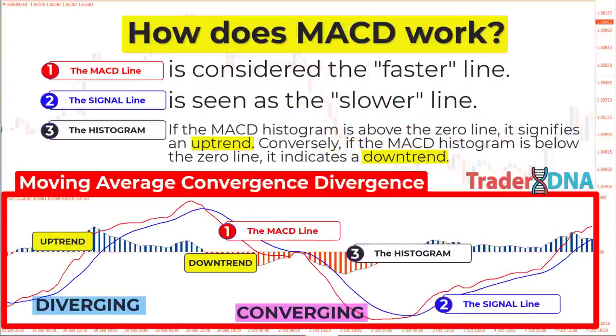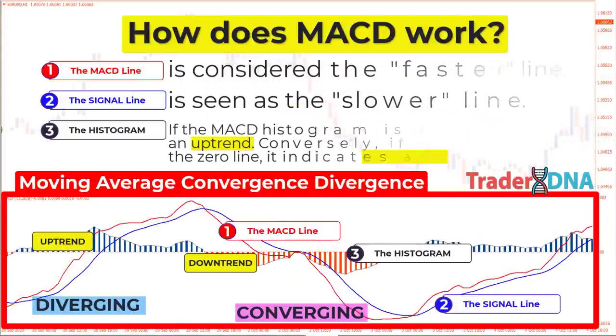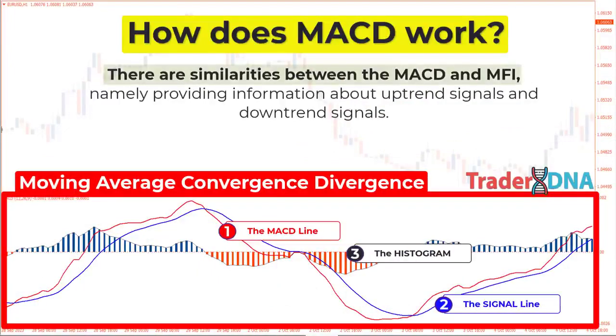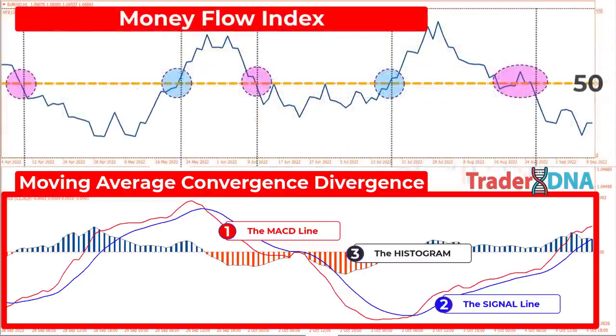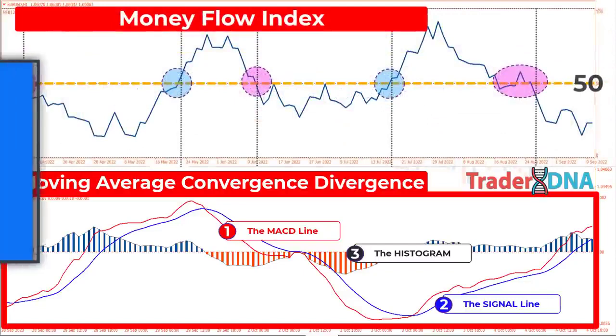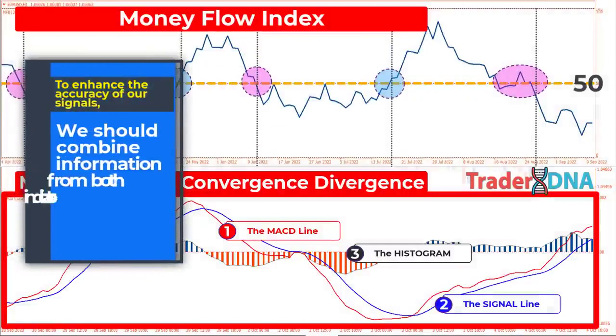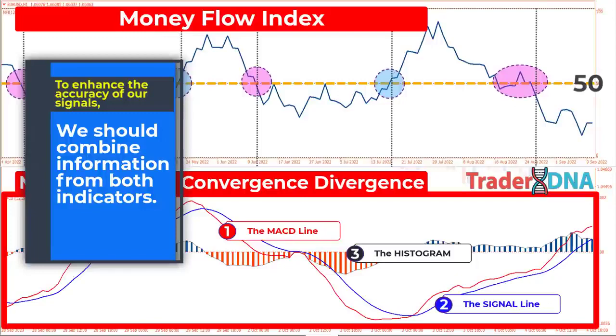From my explanation of the MACD, you can likely conclude that there are similarities between the MACD and MFI, namely providing information about uptrend signals and downtrend signals. Although they use different formulas, both indicators offer reasonably accurate uptrend and downtrend signals. Therefore, to enhance the accuracy of our signals, we should combine information from both indicators. Next, we must conduct a market trend analysis based on price movements in the market using moving average indicators.